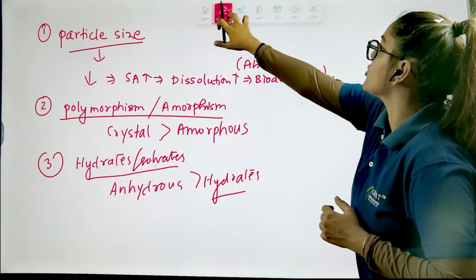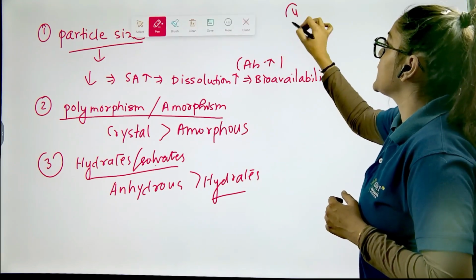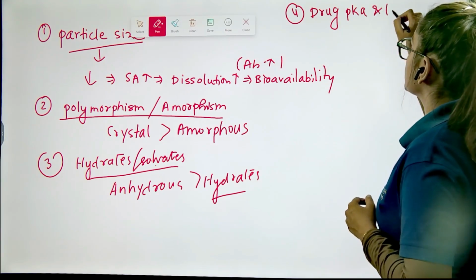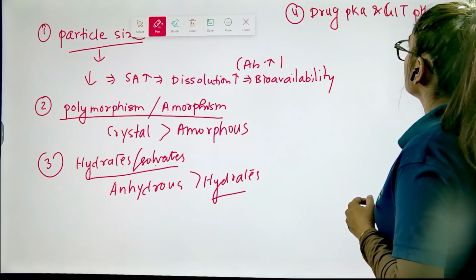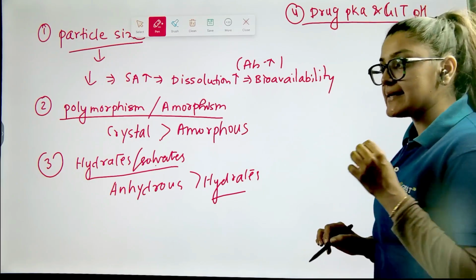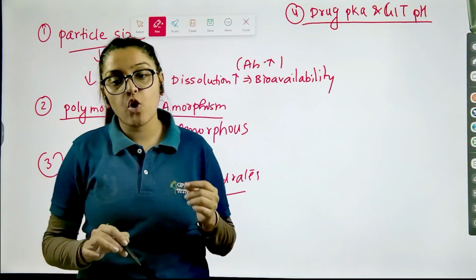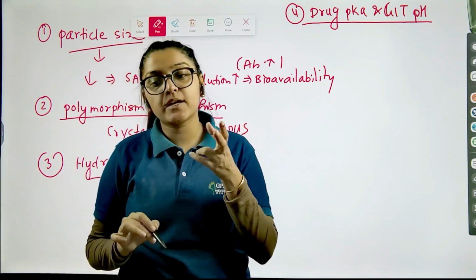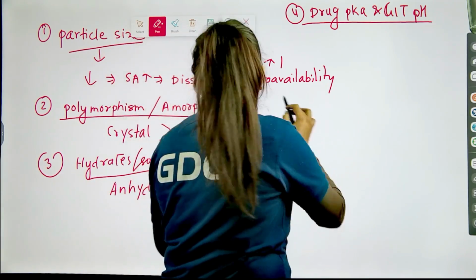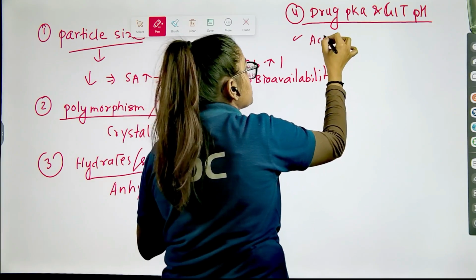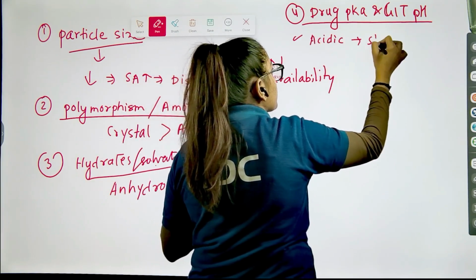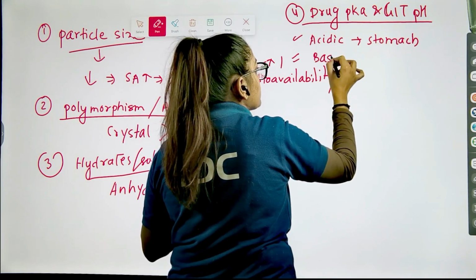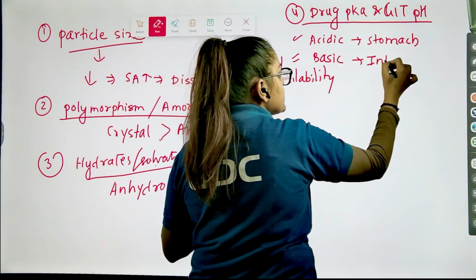Next, it will be based on the drug pKa and GIT pH. You all know that acidic drugs are going to be absorbed from the acidic environment only. So acidic drugs are absorbed from the stomach. We all know this, and basic drugs need a basic environment, so basic drugs are going to be absorbed from the intestine only.